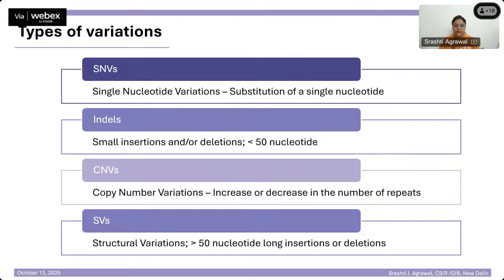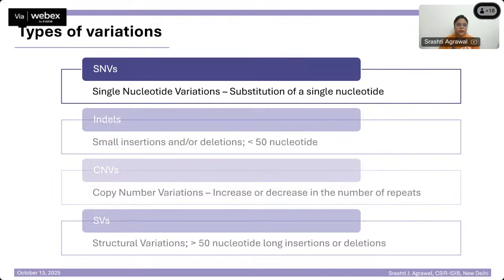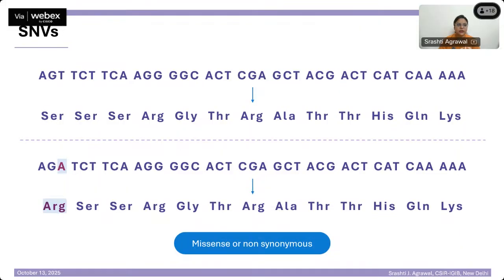If something happens in these bases, if they are increased in size or decreased in size, they are called copy number variations. And then we have structural variations, that is, these mutations, basically insertions, deletions, duplications, which are more than 50 nucleotides in size. So we'll go through them one by one. First, let's talk about single nucleotide variations.